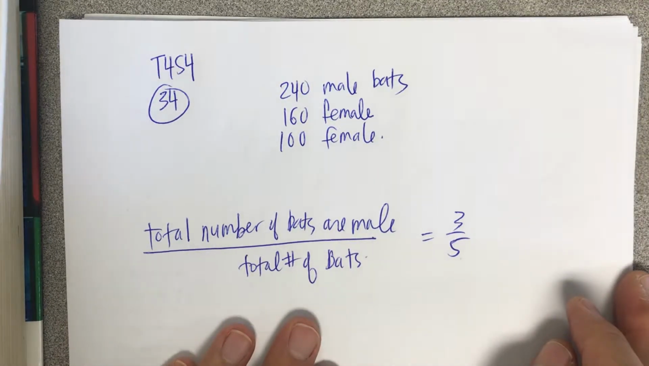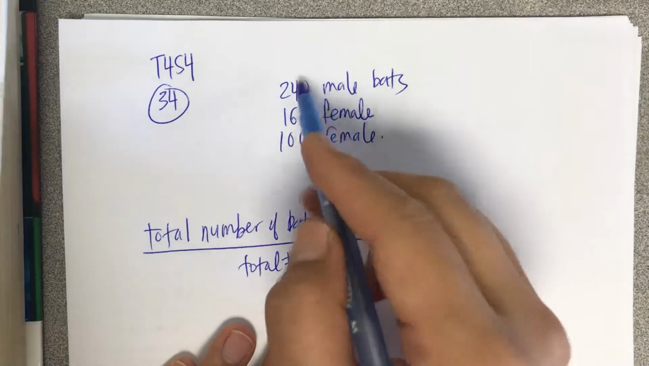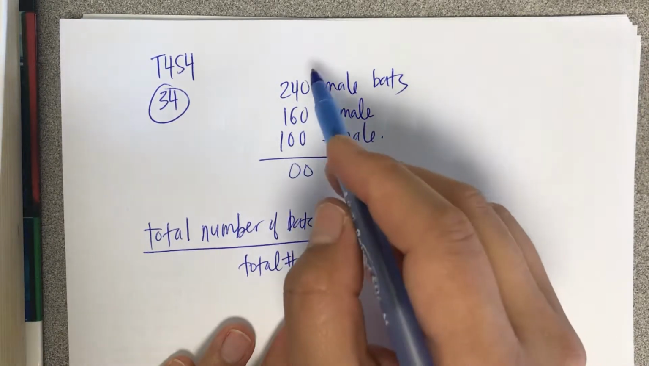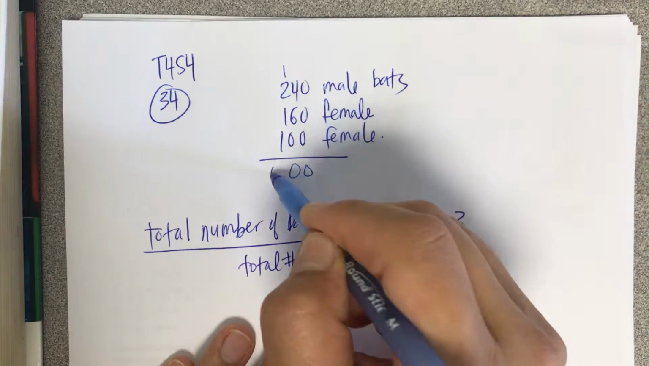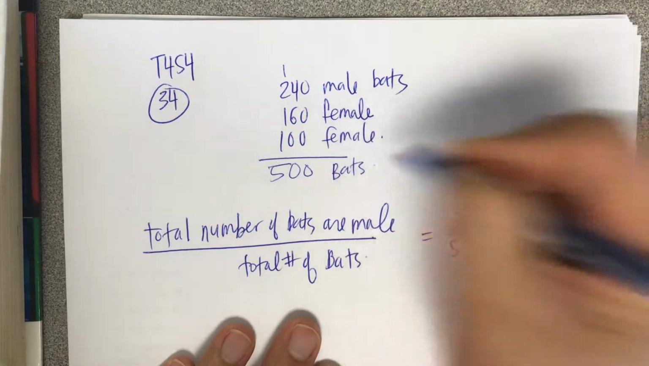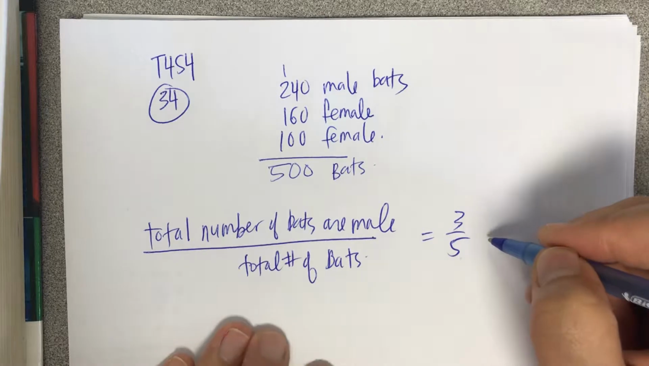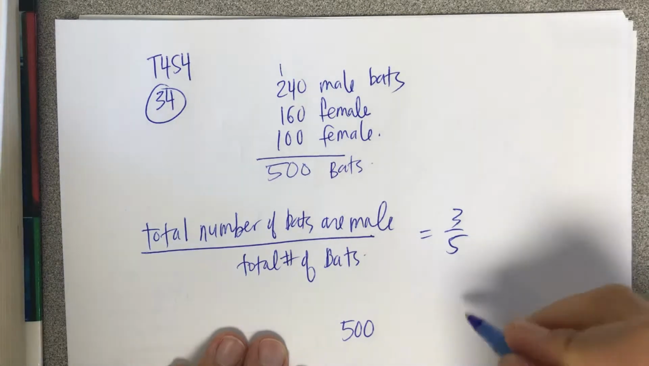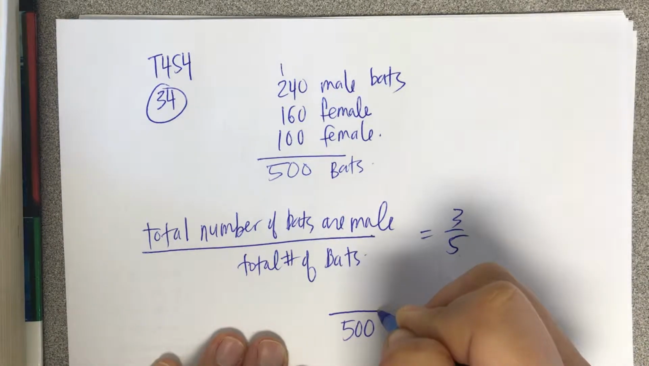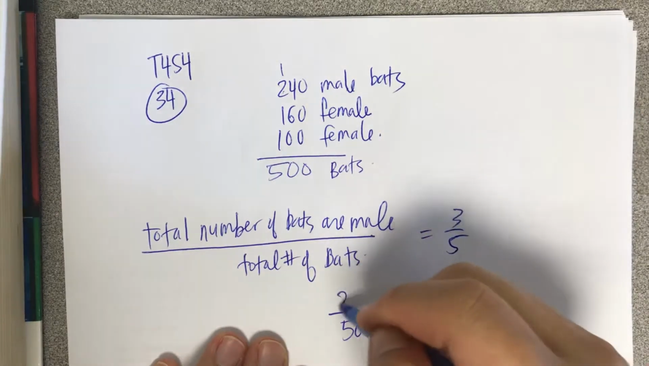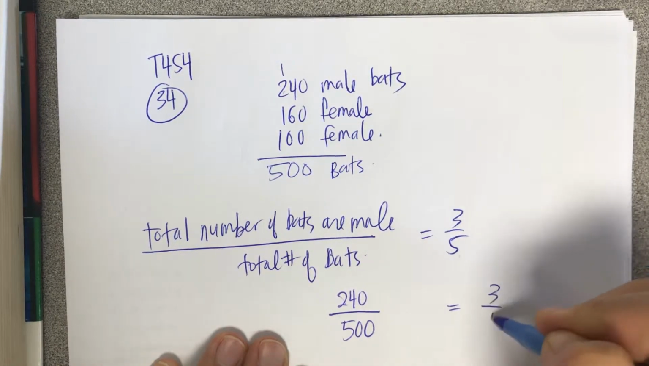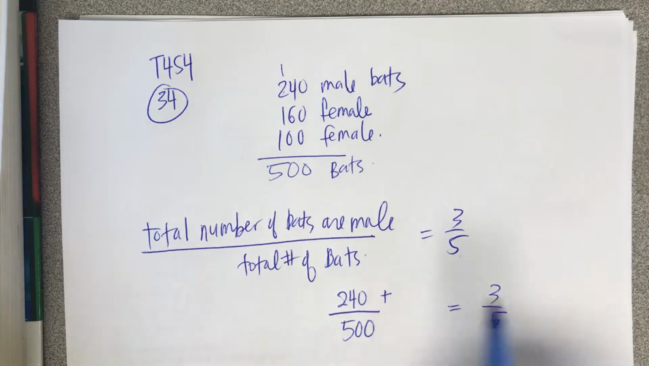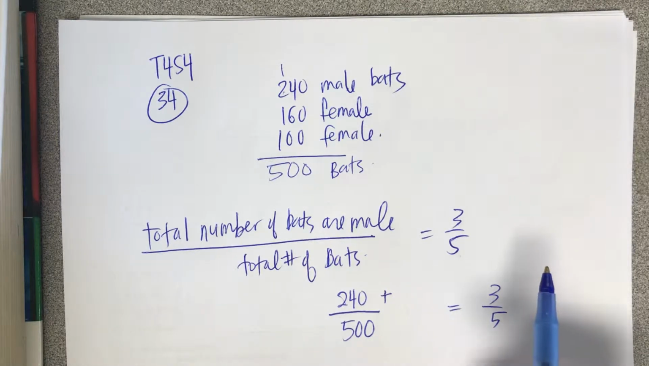So what we can do first is, if you add this all up, you just put it into your calculator, but there's going to be 500 bats total. Okay, so I know that 500 is going to be on the bottom. And how many male bats do we have? 240. Okay, but the thing is, on both sides, because if we add, we're going to have to add some male bats to keep the percentage at 3/5, or the ratio 3/5.